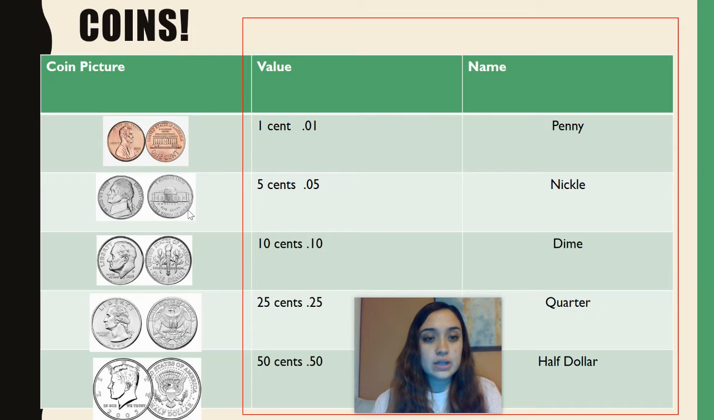All right, this next one is called a nickel. That's the name that you can write down. And this one is worth 5 cents, and you might see it written 0.05.